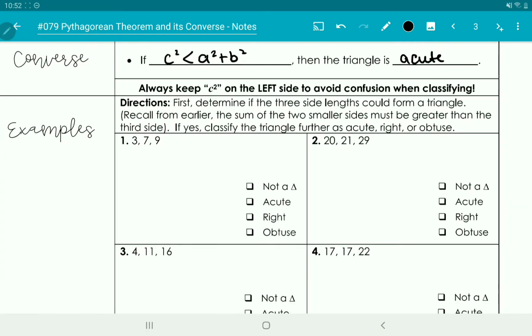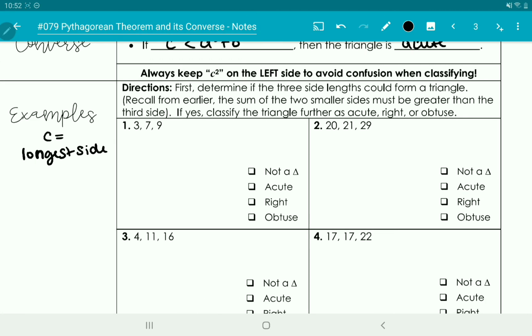Remember that c squared, whichever one's going to be c, is going to be the longest side. C is the longest side because it's the hypotenuse, and this is always the longest side. I would suggest to keep c on the left to always make sure you're getting the right thing. So c is going to be the longest one, so 9 is going to be c, and the other two don't matter. So c squared is going to be equal to 9 squared, which is 81.